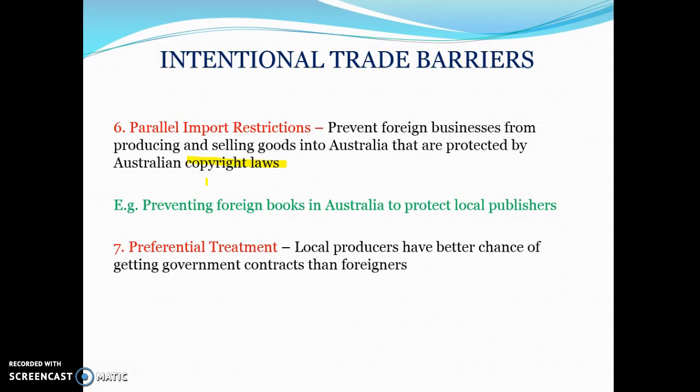And preferential treatment is the last one. That's when we give local producers a better chance of getting contracts from the government. So if the government's building a road, for example, they might give the Australians preferential treatment, the Australian company. Even if they're a little bit more expensive, they go with the Australian company, not the cheaper foreign one.